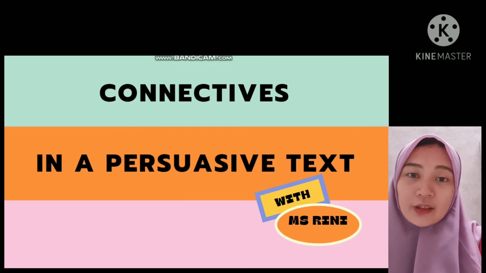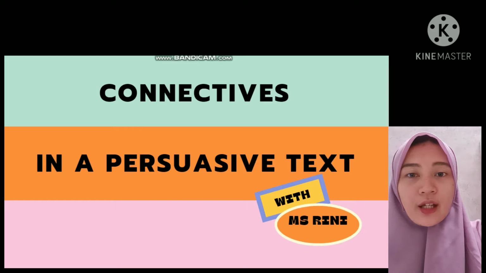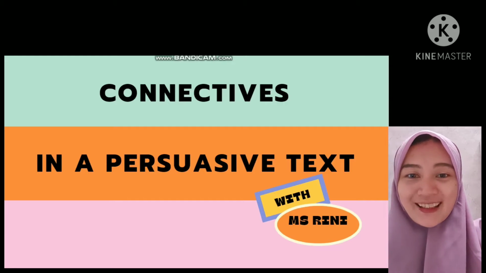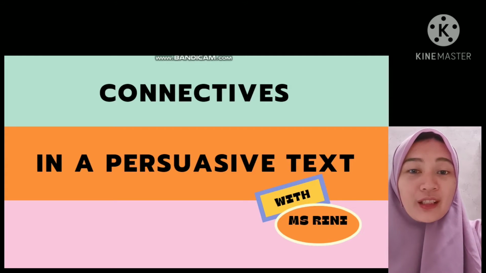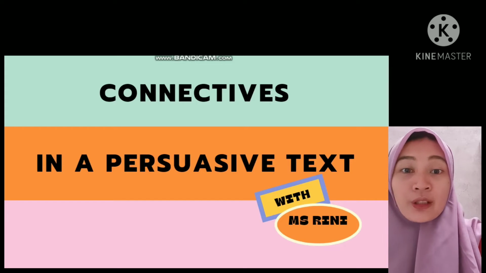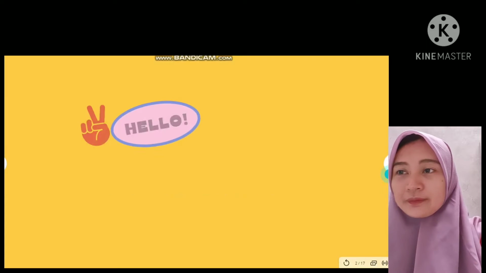Oh, and I think this is not the first time for you to study connectives, because previously you had learned about and, but, and so in primary 3 with Mr. TJ, right? Now we are going to continue learning other kinds of connectives in a persuasive text beside and, but, and so. Alright.